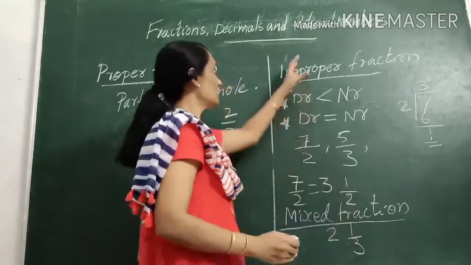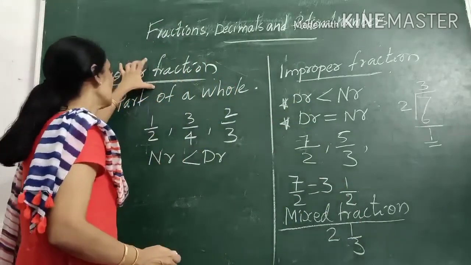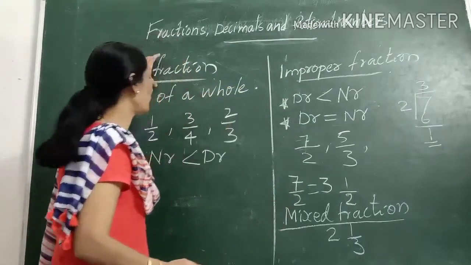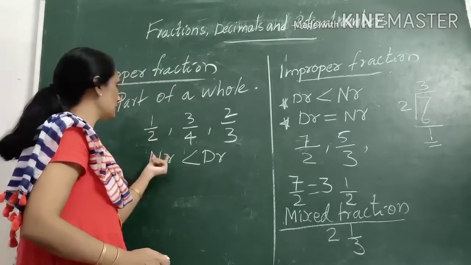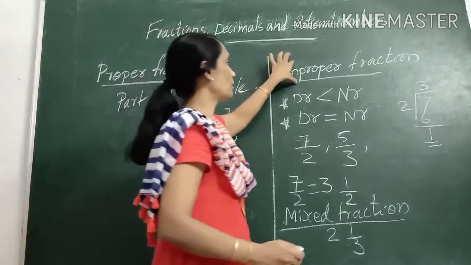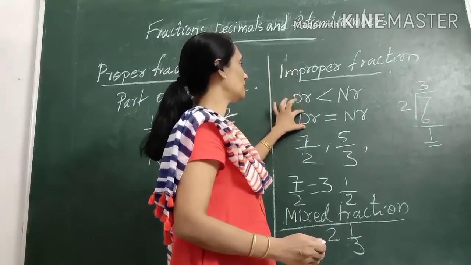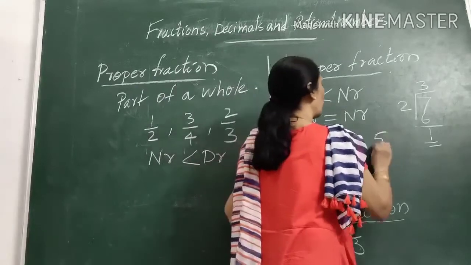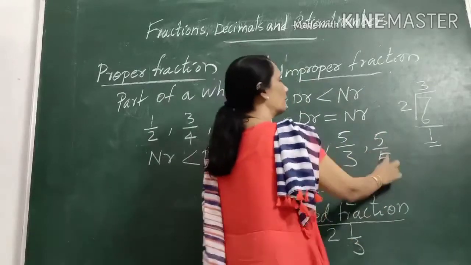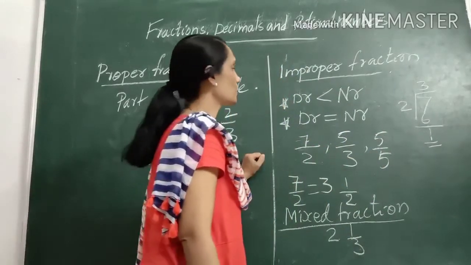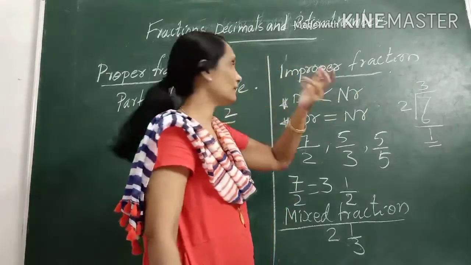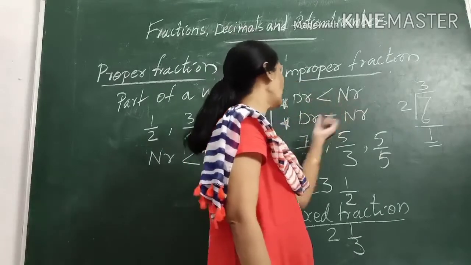Okay, so these three are the fractions: proper fraction, improper fraction and mixed fraction. In a proper fraction, the numerator, the upper number, is smaller than the denominator. And in an improper fraction, the denominator is equal to the numerator, like 5 by 5, because 5 by 5 is equal to 1. It will become a whole number. So the denominator is equal to the numerator, or otherwise the denominator is less than the numerator.